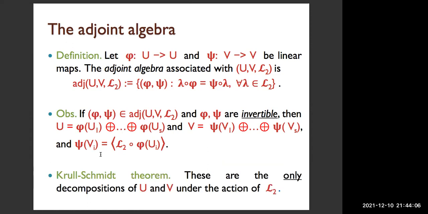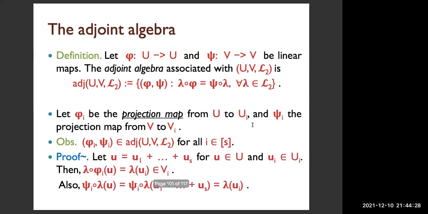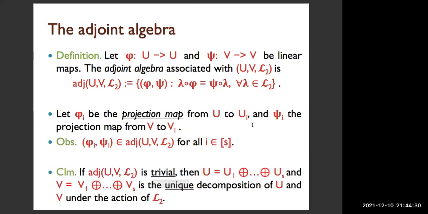which says that this is the only way U and V can decompose under the action of L2. Adjoint is the only way where phi and chi are inverted. So it becomes necessary to understand this object, these linear maps, phi and chi. And so how do we show uniqueness? It turns out, let me just state the thing.